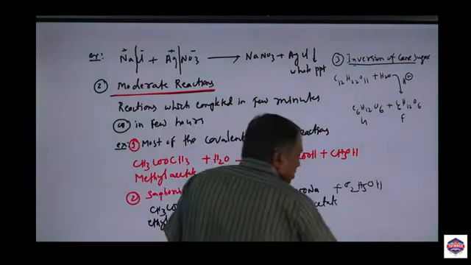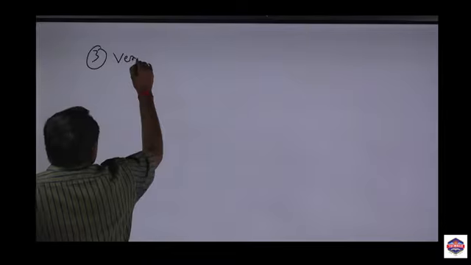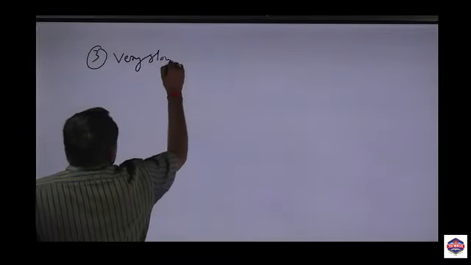And now the third type, it is very slow reactions. So what are very slow reactions?